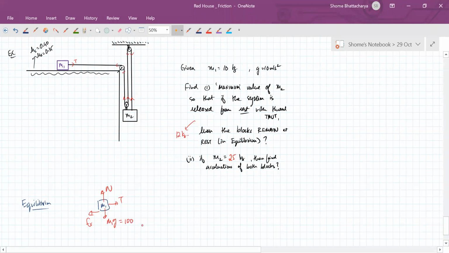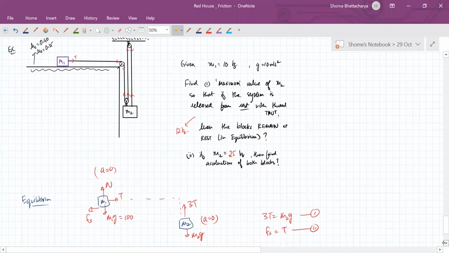And now the other block on the other side, on M2, the total tension acting upward is 3T, and that is M2G. So if this one has zero acceleration, this one should also be in equilibrium. So 3T should be equal to M2G. Static friction should be equal to T.